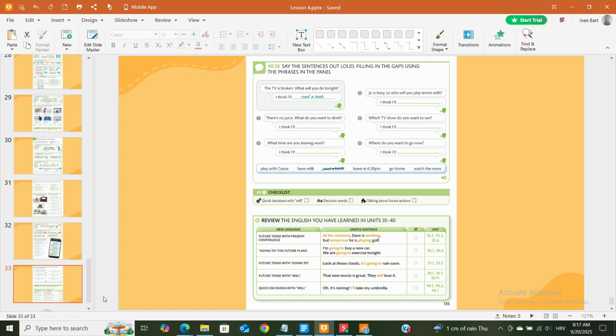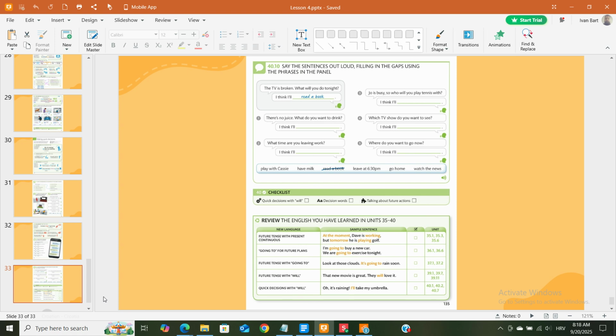40 Checklist. Quick decisions with will are decision words. Talking about future actions. Review the English you have learned in units 35 to 40. New language: future tense with present continuous, and going to for future plans. Sample sentence: At the moment, Dave is working, but tomorrow he is playing golf. I'm going to buy a new car. We are going to exercise tonight.